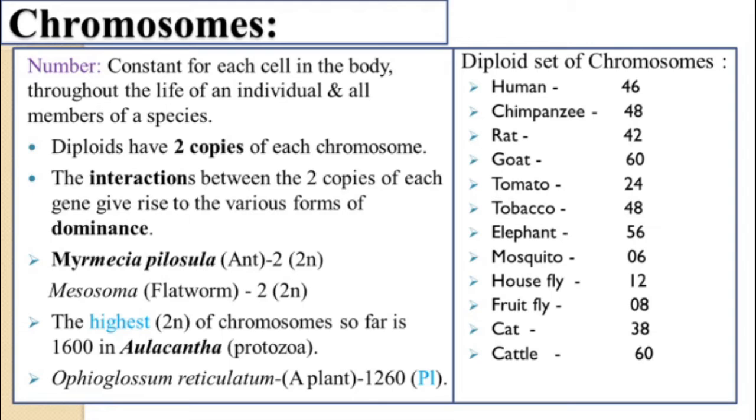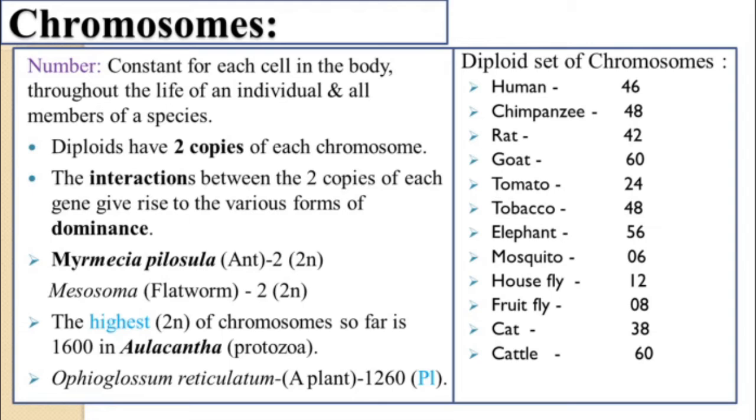If you look at the number of chromosomes, it is constant for each cell in the body of a particular species. Their number is fixed throughout the life of an individual, and all members of a species have a definite number of chromosomes. So they are species specific. In the diploid condition, they have 2 copies of each chromosome. The interaction between these 2 copies of a gene gives rise to various forms of dominance.